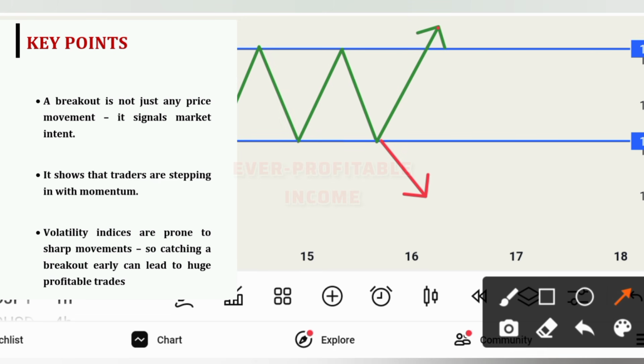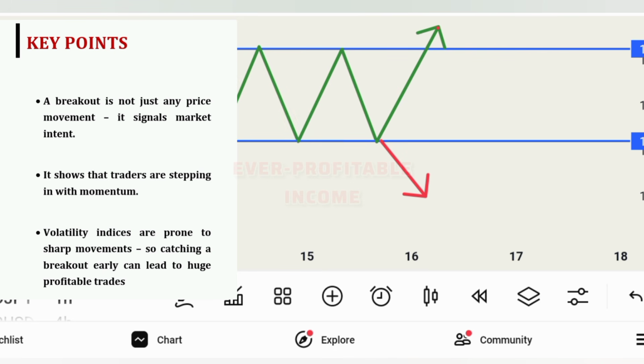You just know its price is going up. No, it doesn't just make a move. When breakouts occur, it tells you there is a special intention behind it, and that special intention could either be that price is about to go up or price is about to come down. So a breakout doesn't just move anyhow. When it occurs, it has intention behind it, and that intention is what we are trying to capture.